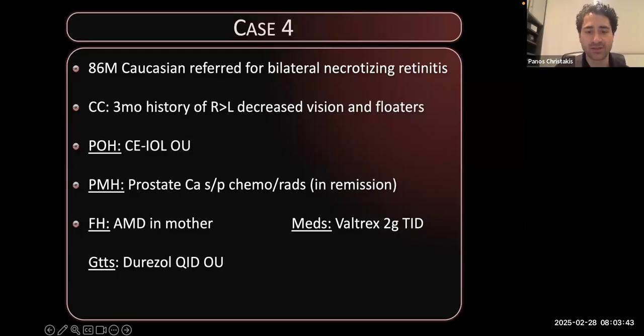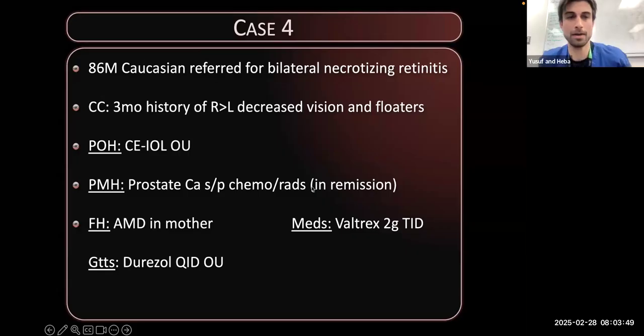Sorry about that, Yusuf. If you could just start that over again. This is an interesting case. Look forward to it. Yep, no problem. All right, so let's go on to case 4 here.